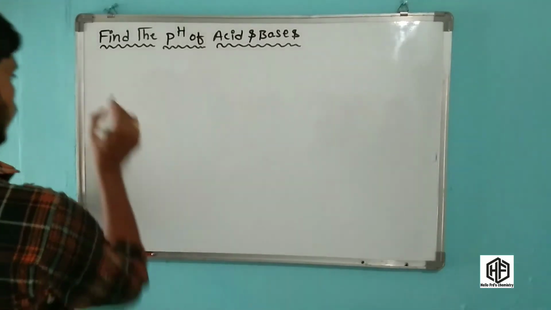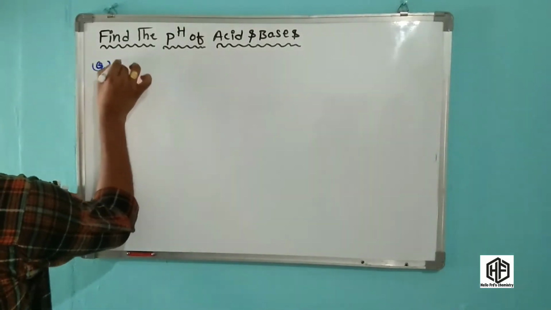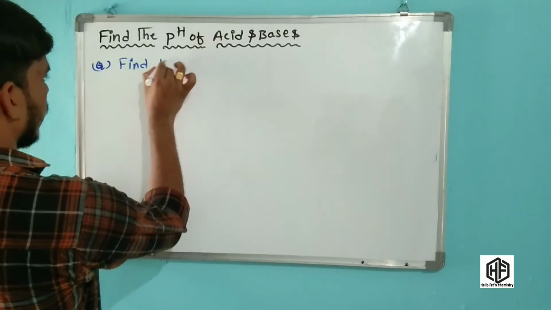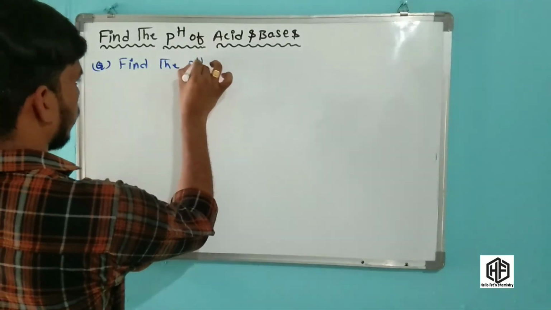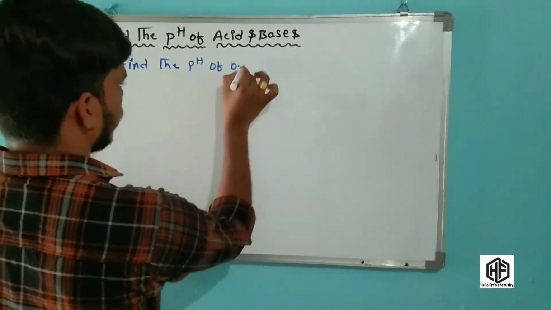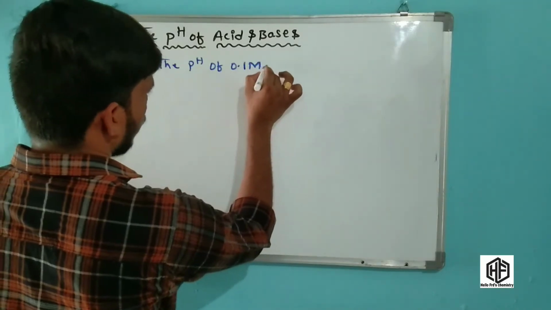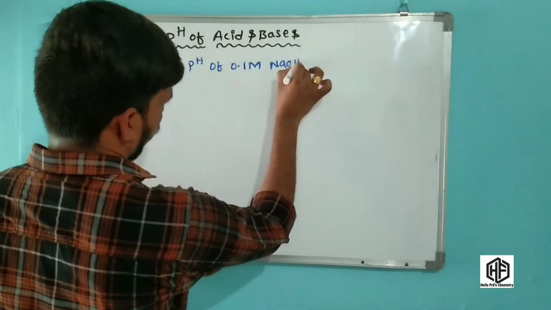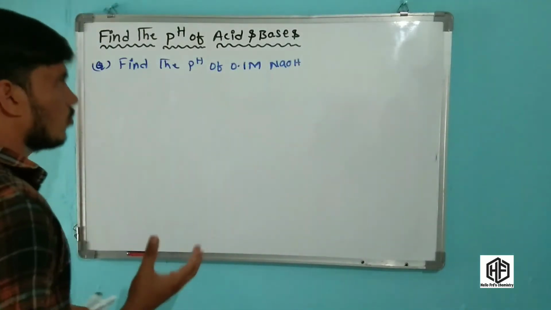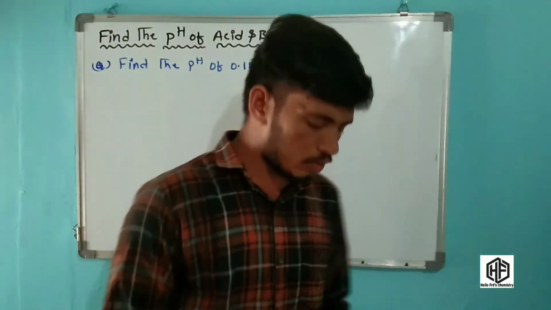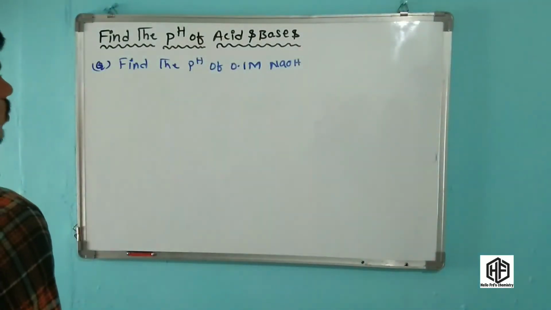Friends, I am talking about finding the pH of 0.1 molar NaOH. This is a strong base. How to find the pH of strong bases? Friends, this is very important.